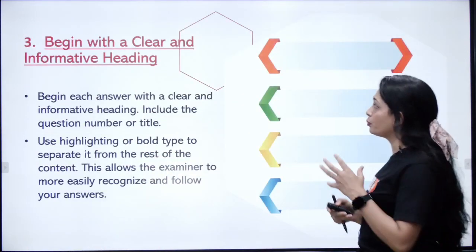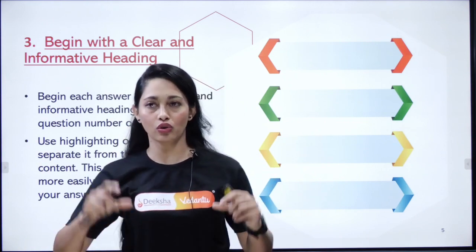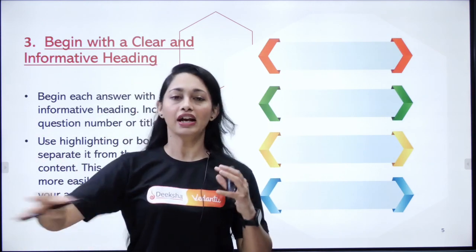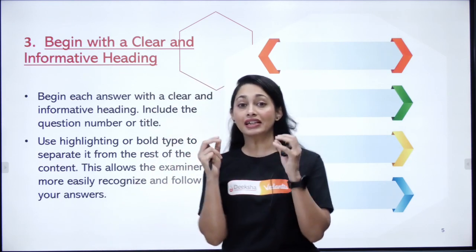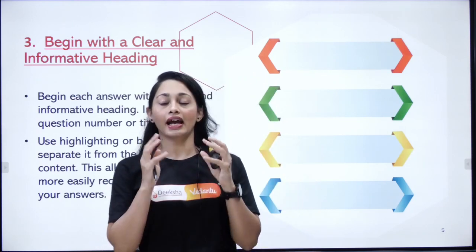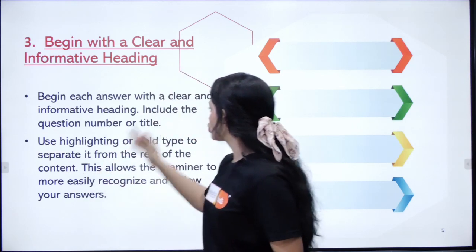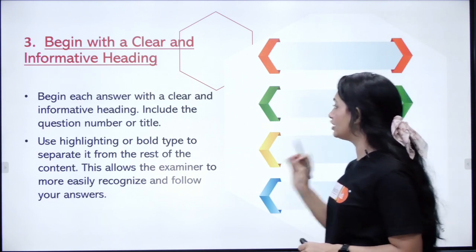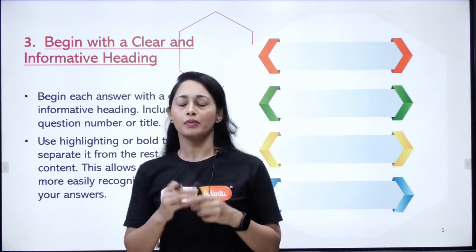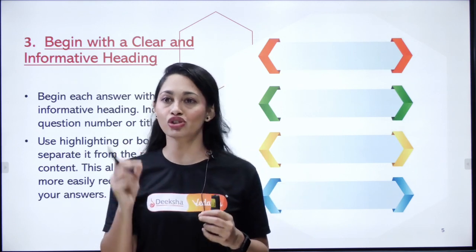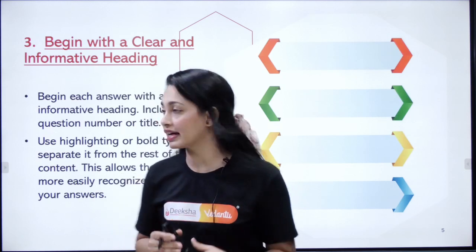The third point is to begin with a clear and informative heading. We often forget to mention the heading and just start writing the answers. Don't make this mistake. Begin with a clear and informative heading, and if time permits, underline it. Begin each answer with a clear and informative heading. Include the question number as well as the title. Please do not forget to mention the question number. If there is a sub-question, mention that as well.